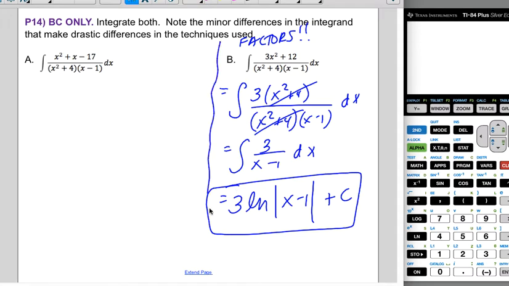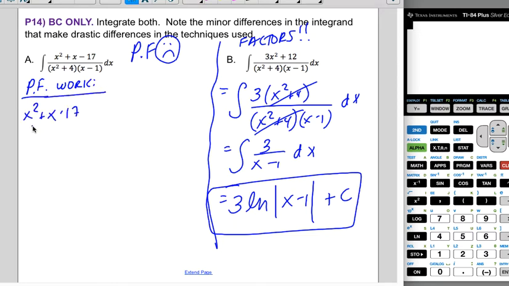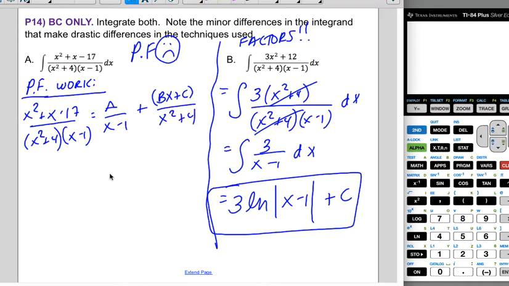Okay, so that's b. And it's pretty likely that a is partial fractions, right? And it's probably fairly ugly because they did the work to factor it for you, which is never really a good sign. So when I go ahead and do my partial fractions work, I'm going to get that this x squared plus x minus 17 over this disgusting thing, and I usually like to put the linear one first, but that's fine, is a over the x minus 1 plus a quadratic factor has a linear numerator, so bx plus c over the x squared plus 4.